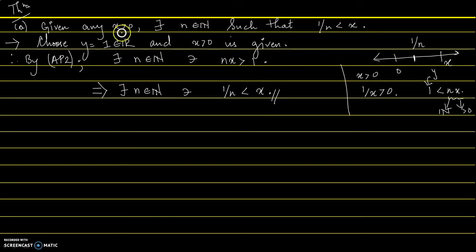So given any positive real number x, I can find a natural number n such that 1 by n is less than x. A very important result which we will be using every now and then in the upcoming lectures. All right, so this is one of the properties that I wanted to prove.